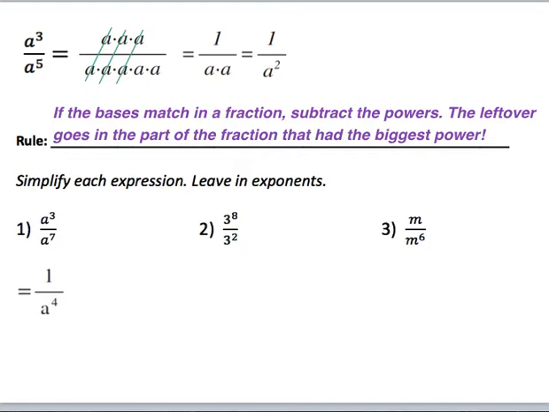Question 2. You have matching bases, they're both 3's, so you can go ahead and subtract the powers and get 6. But this time the bigger power is above the fraction bar. Where everything got canceled out, you put a 1, but anything over the power of 1, you could take off the power of 1 and just leave it as is, 3 to the power of 6. Go ahead and try number 3 on your own and pause the video until you're done.